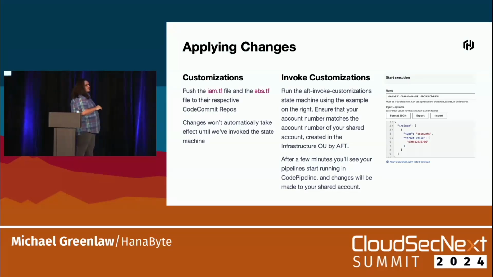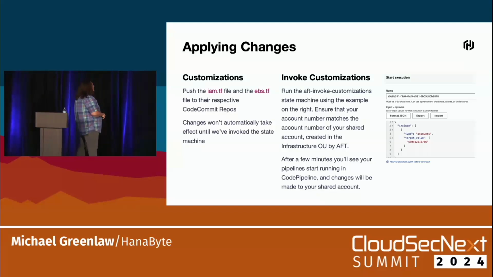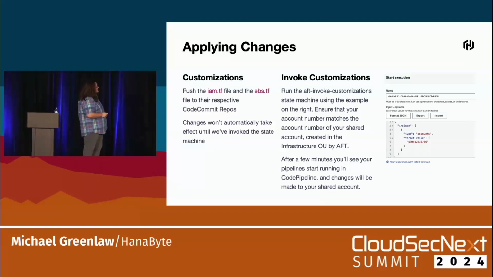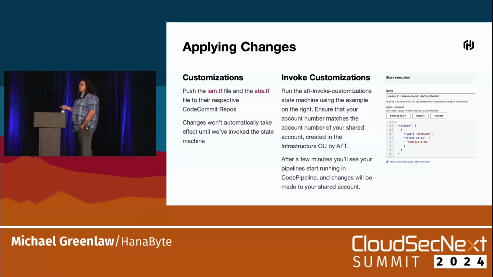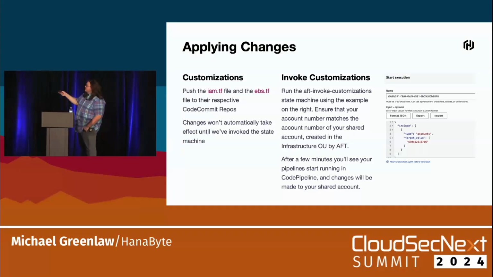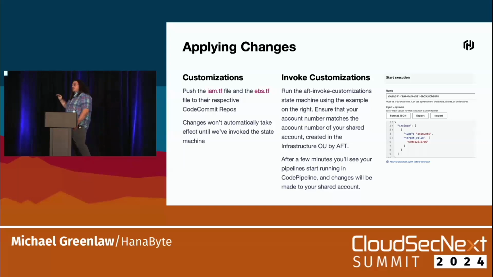So CodePipeline reaches out to CodeBuild twice. Right? And that's why I'm only doing one account in this case, because what's going to happen is when that is invoked, it's going to run the global customizations against my singular account right there. And it will apply my IAM password policy. And then from there, it's going to run that next CodeBuild job where it's going to apply my EBS file.